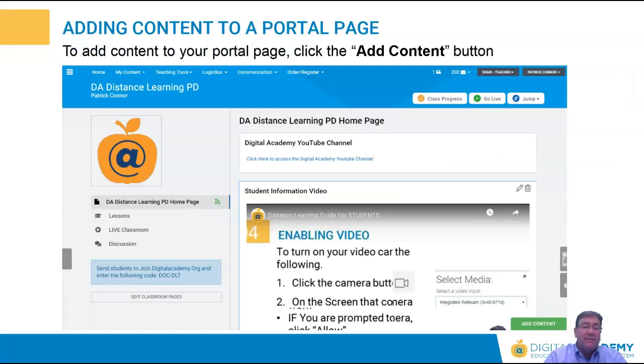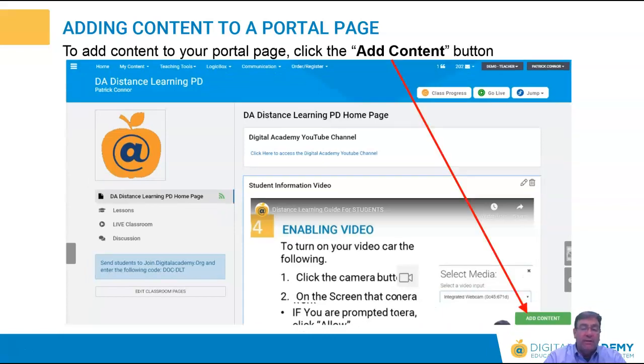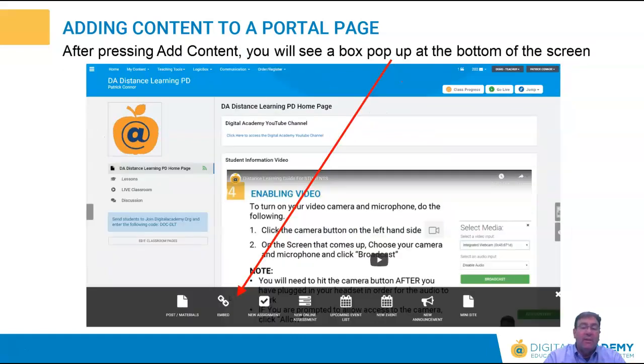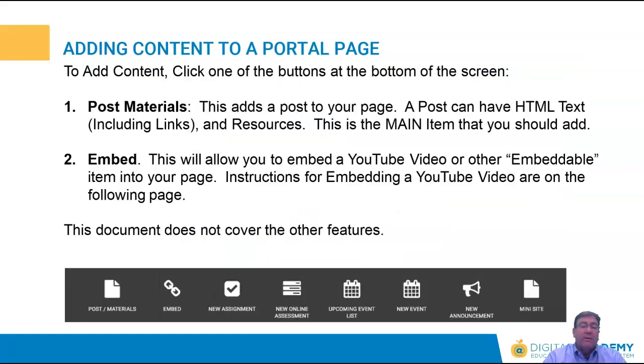To add content to your portal page, you'll want to click the Add Content button in the lower right corner, shown by this arrow. When you click the Add Content button, a bar will pop up with a number of options. Click one of those options to add the appropriate type of content. Post Materials will add a post to your page. A post can have HTML text, including links and resources. This is the primary item that you will add.